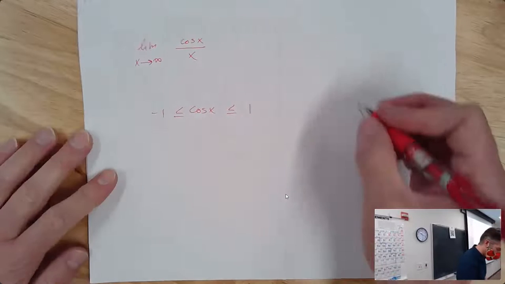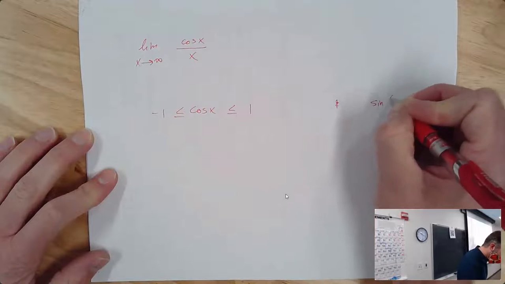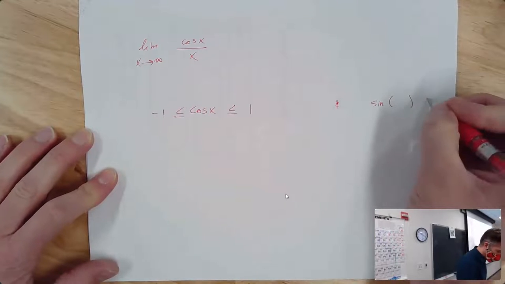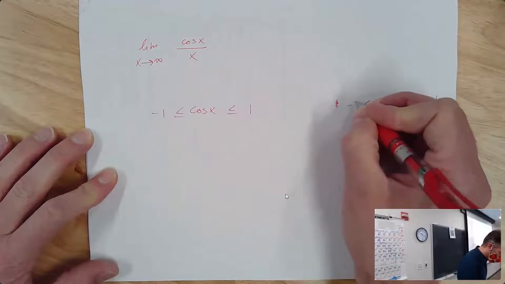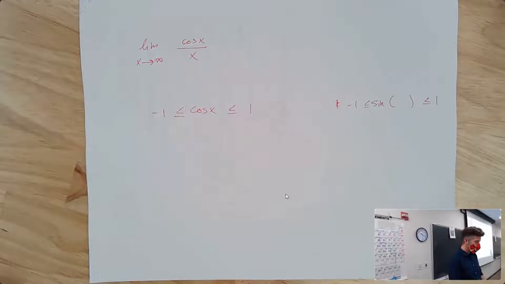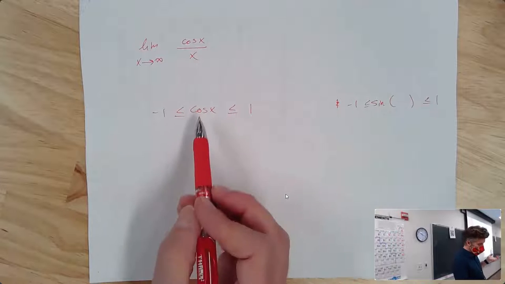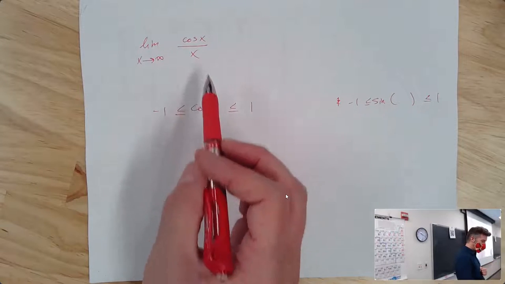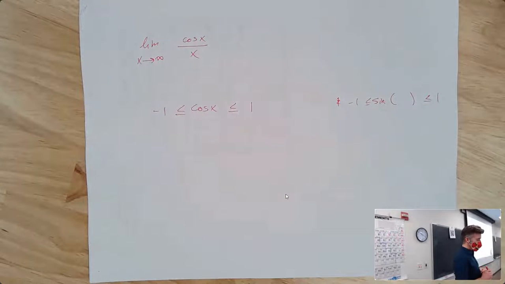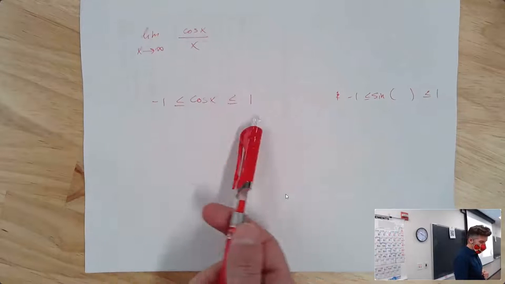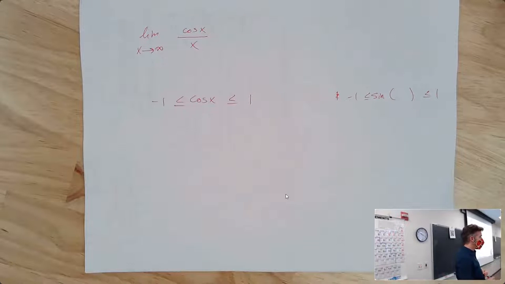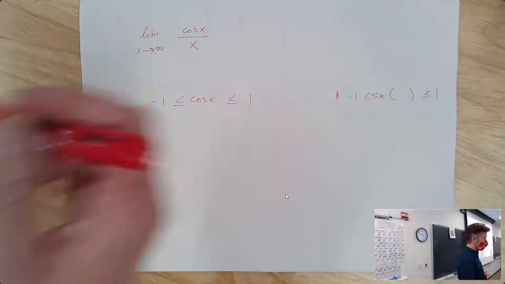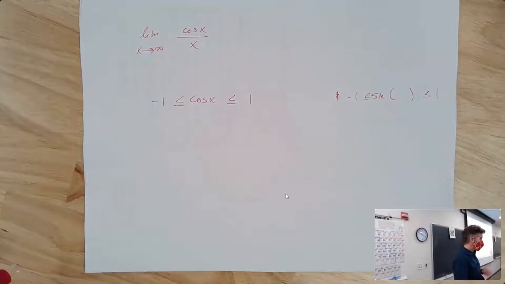It's also true for sine of anything. Sine of, I don't care what's in there, sine of anything is always between negative one and one. And then the whole idea is to make the thing in the middle look like the thing you're trying to take the limit of. So what do I need to do to each part of this compound inequality to make it look like the middle is cosine x over x?